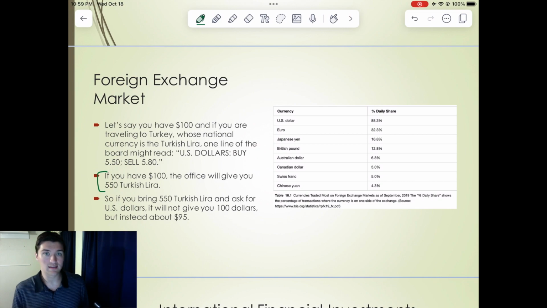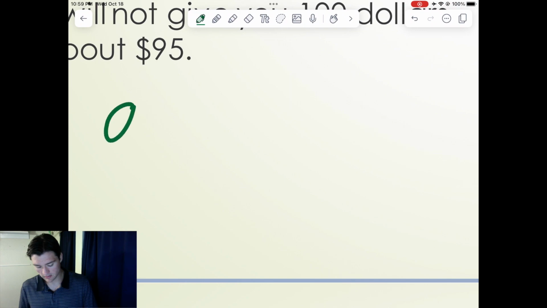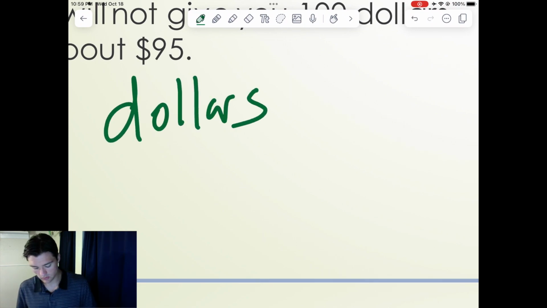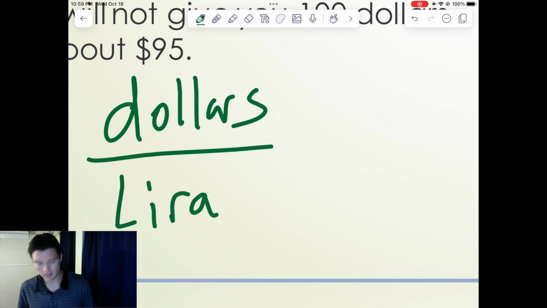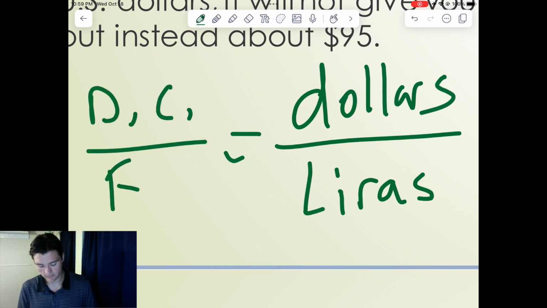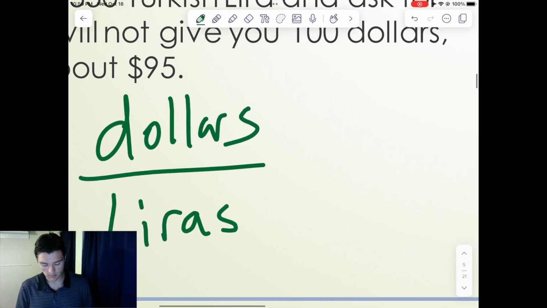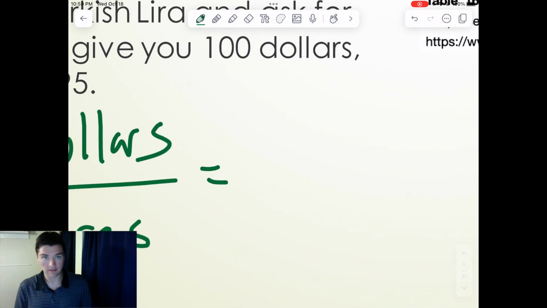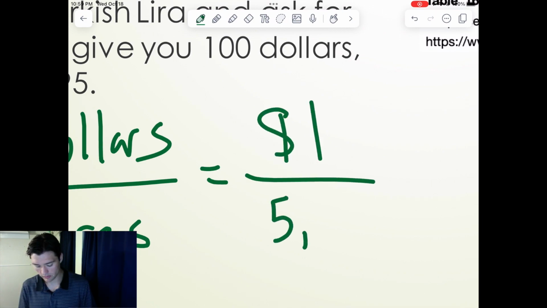And all of this is just a proportion. So basically it's dollars to liras. Another way to think about this is just the domestic currency and the foreign currency. But like I said, this is just a proportion. So the sign says US dollar buy 5.5. So $1 is 5.5 liras.